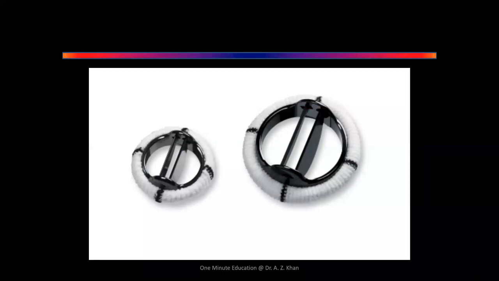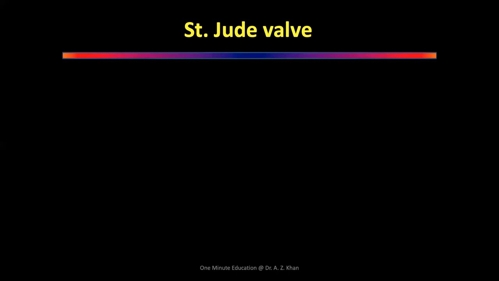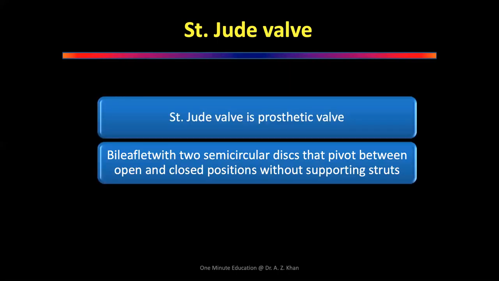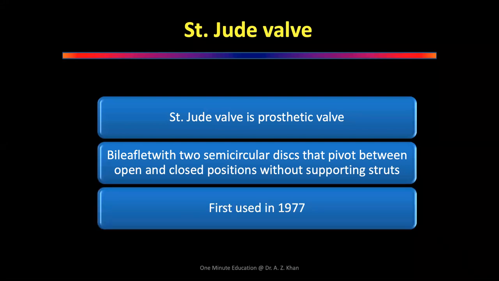Okay, what is this? Name what you're seeing there. The thoracic boy should also be able to name this. Okay, this is the St. Jude's valve. The St. Jude's valve is a prosthetic valve. It's a bileaflet valve with two semicircular discs that pivot between open and closed positions with supporting struts. First used in 1977.